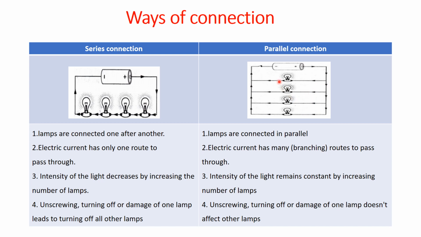That's called branching. And the light intensity remains constant, it doesn't change by increasing the number of the lamps. That means when we have two lamps, the light intensity is the same as with 100 lamps. So the light intensity doesn't change, it remains constant by increasing the number of the lamps. And this we will also see in the video in a little while.